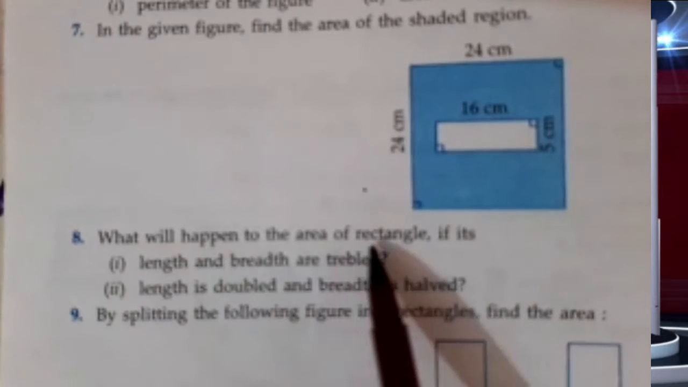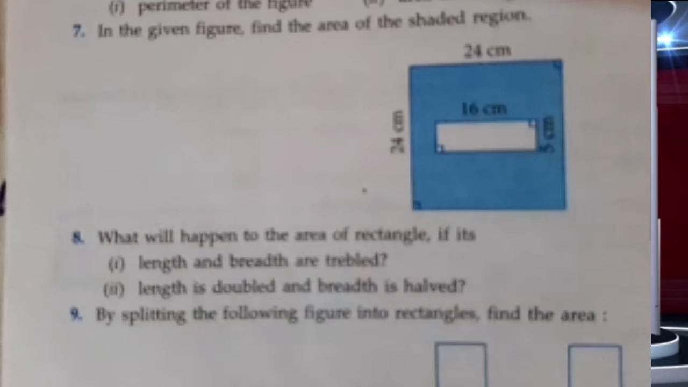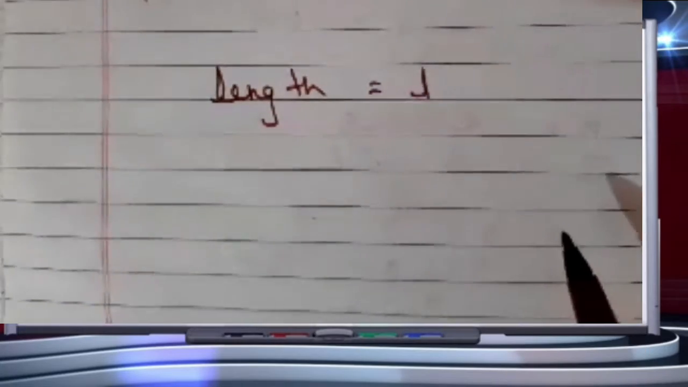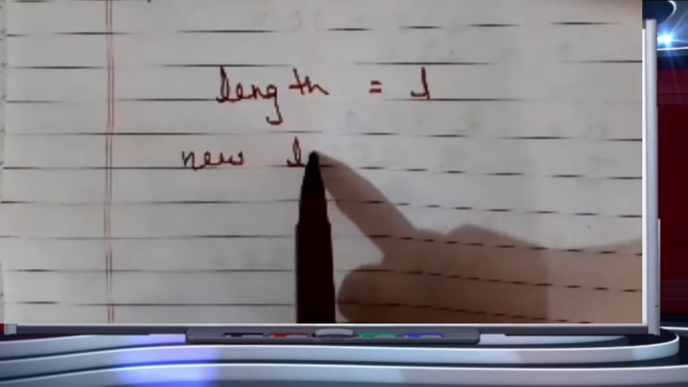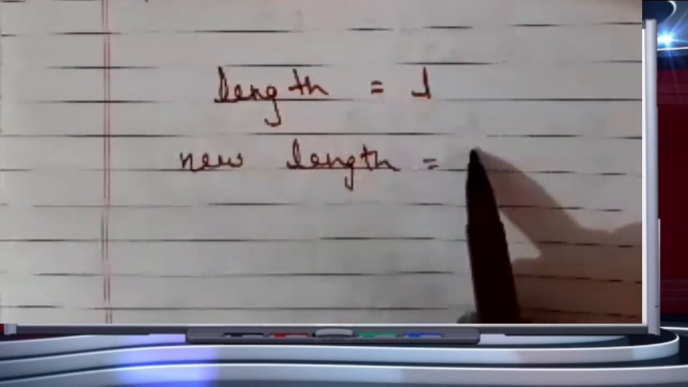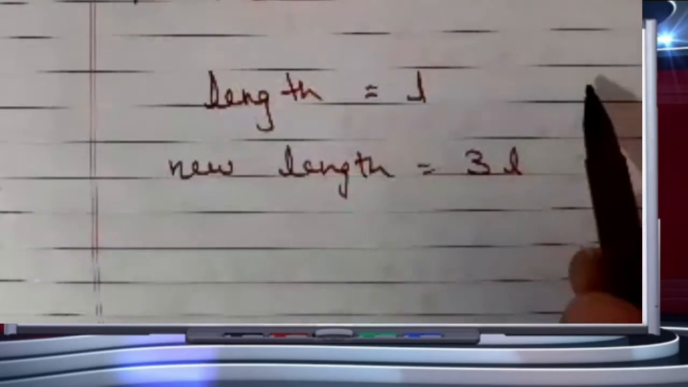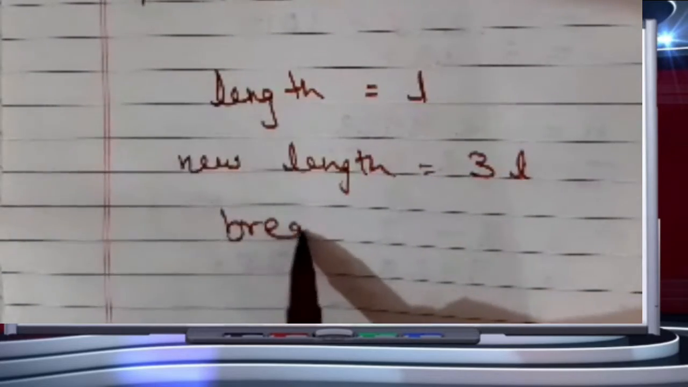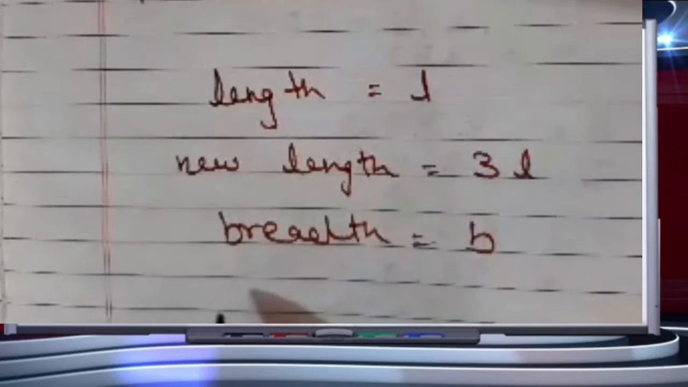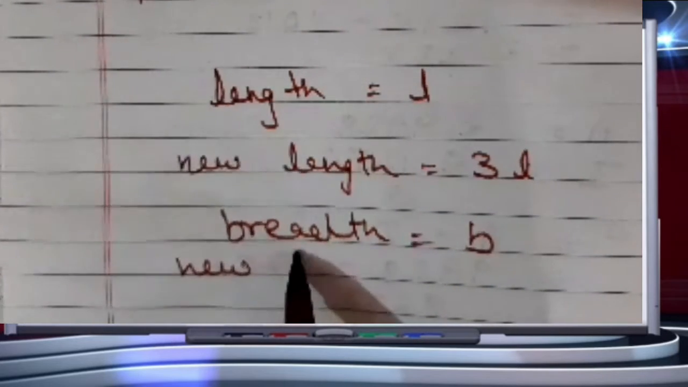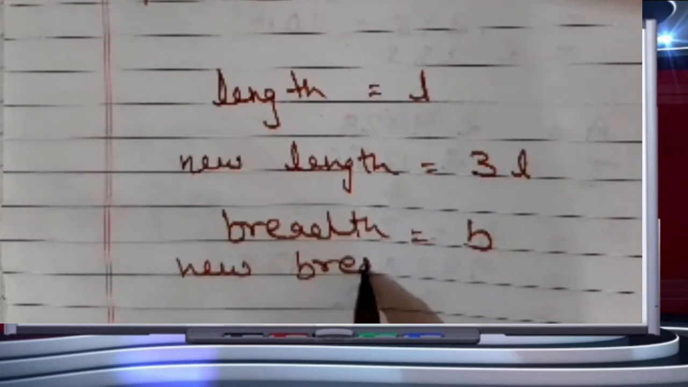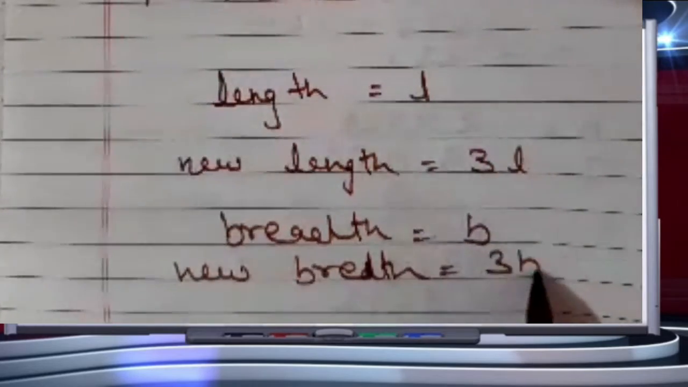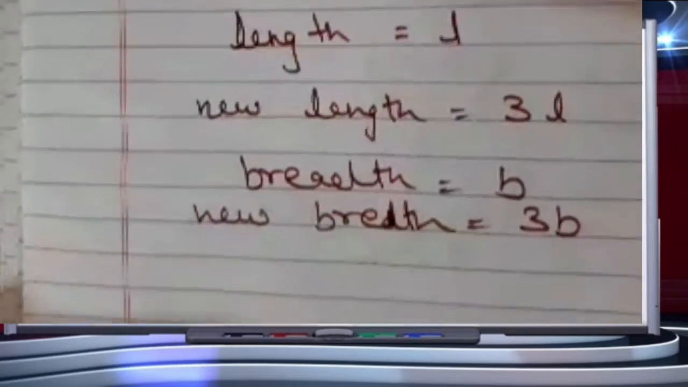What will happen to the area of a rectangle if its length and breadth are tripled? See students, tripled means 3 times. So if the length of a rectangle is L, now length of new rectangle will be 3 times. Tripled means 3 times. So 3L. Now if the breadth is B, now breadth of new rectangle will be 3 times B. Both length and breadth are tripled, means both are 3 times.